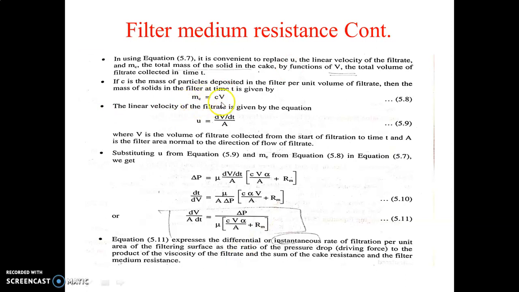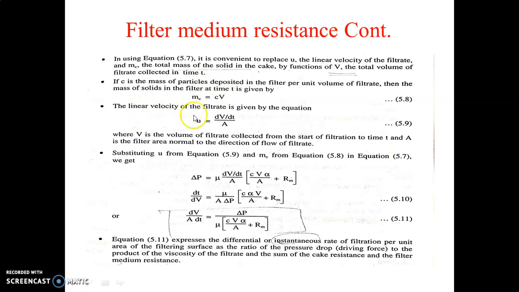So Mc is equal to C into V, where C is the mass of particles deposited in the filter per unit volume of filtrate. So how much mass is deposited? And V is nothing but the total volume of filtrate collected in time t. So any time t means, we can say, after half an hour or 1 hour. So the solid deposited will depend upon how much filtrate is passing through that filter medium.